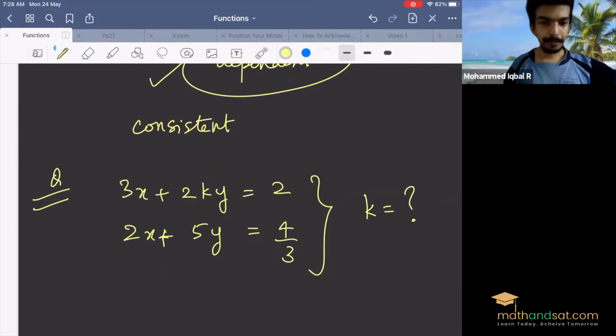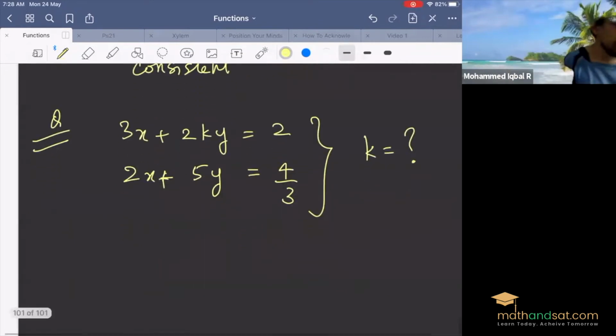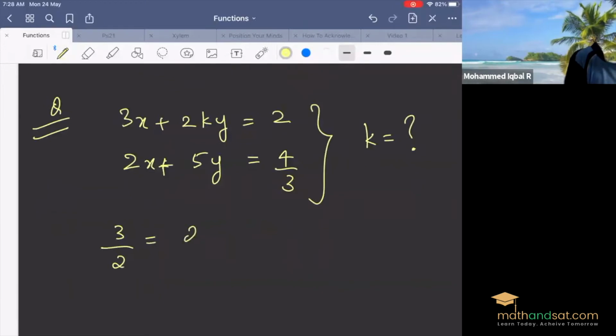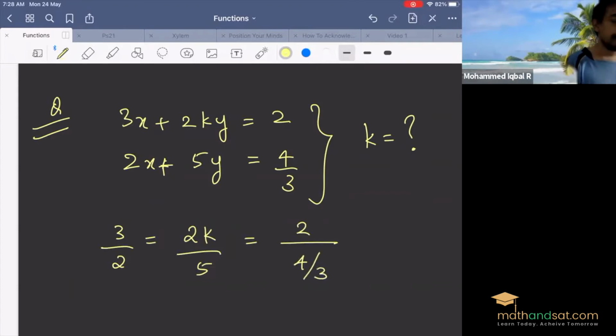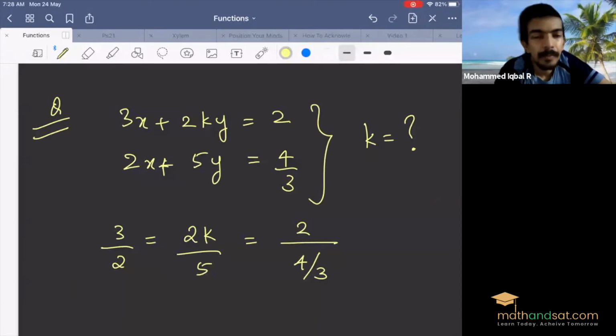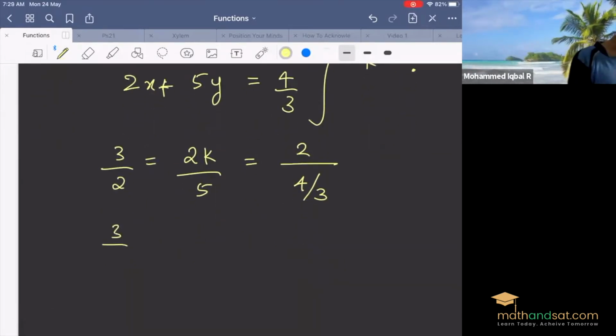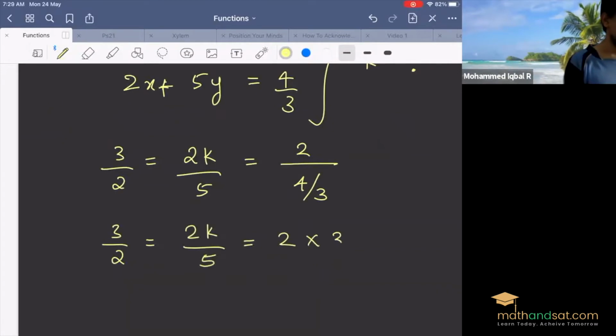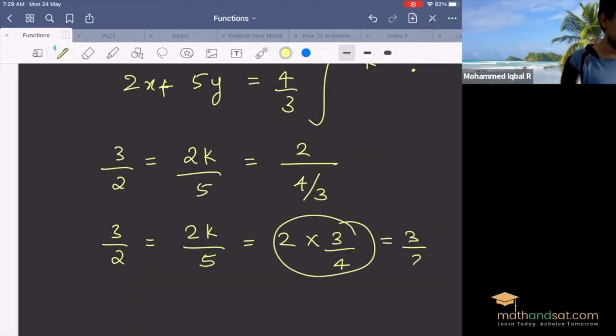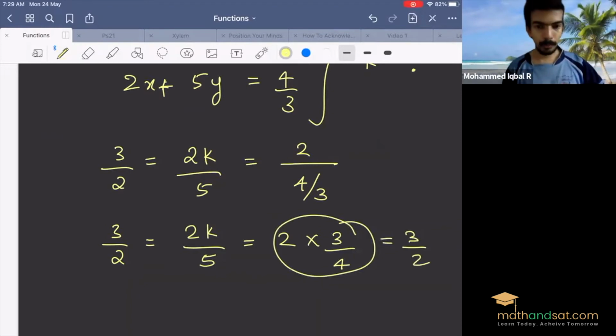So how do we do it? The coefficients have to be proportional. So we have 3/2 is equal to 2k over 5 is equal to 2 over 4/3. Is this clear? Give me a yes. Now we have 3/2 is equal to 2k over 5 is equal to 2 times 3/4. So this comes out as 3/2.